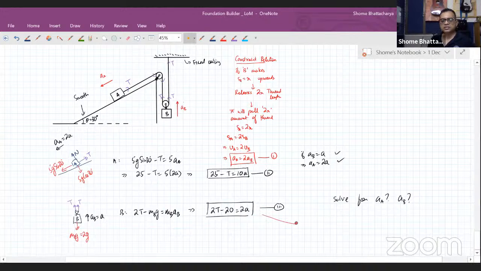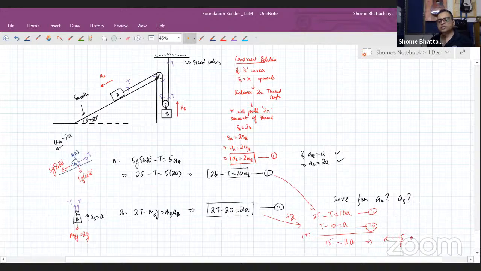Okay, so you can just take this equation and divide it by 2. So it will become t minus 10 is equal to 8. So this is the third equation. And take this equation directly: 25 minus t is equal to 10a. That's our second equation. Add the two equations. So you get 15 is equal to 11a. So we get a as 15 by 11.